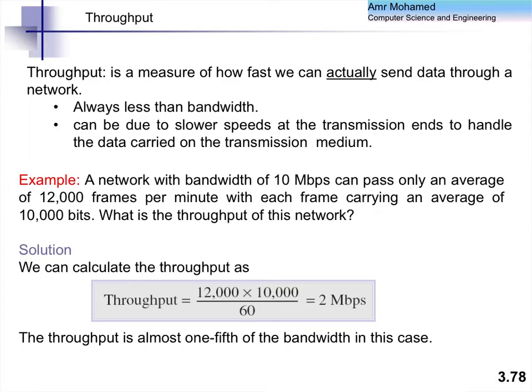So the throughput, the actual data rate that you can get over the line, is definitely less than the bandwidth in bits per second. It's definitely less than the bandwidth, and in many cases it's much less than the bandwidth.